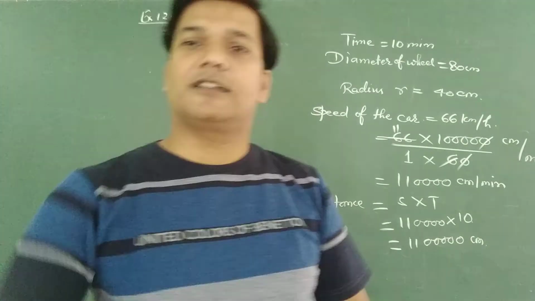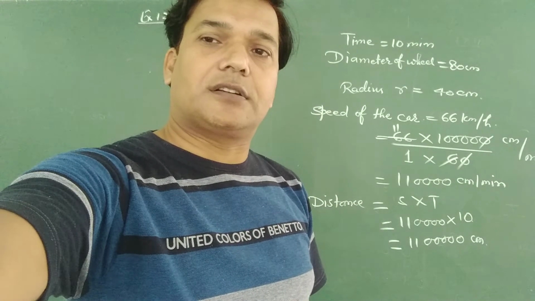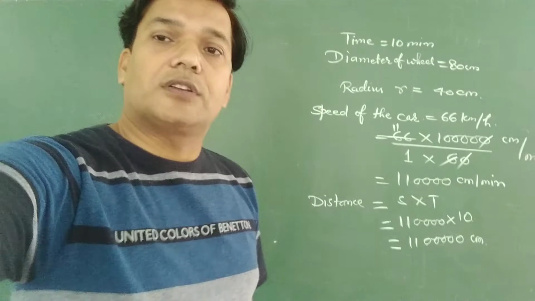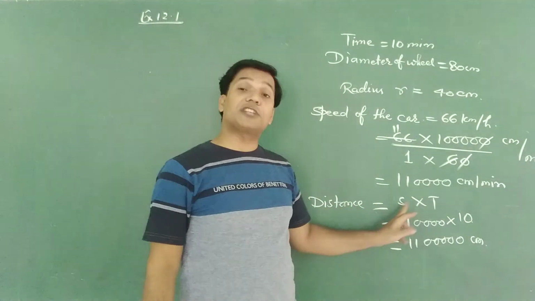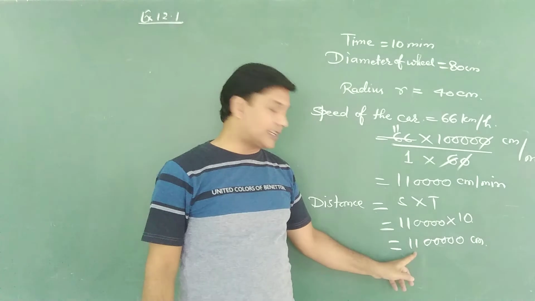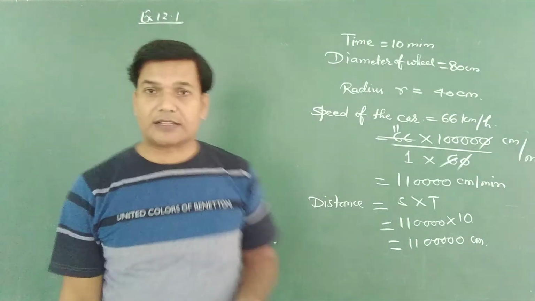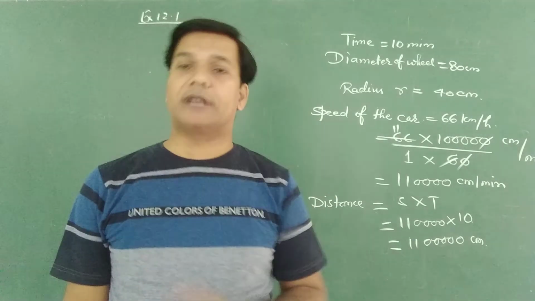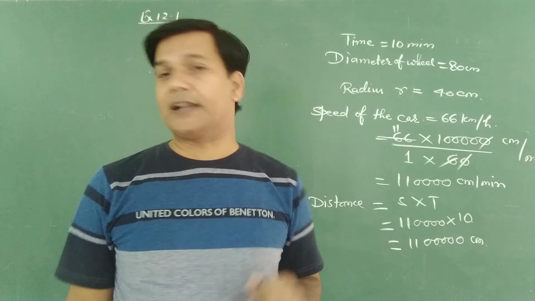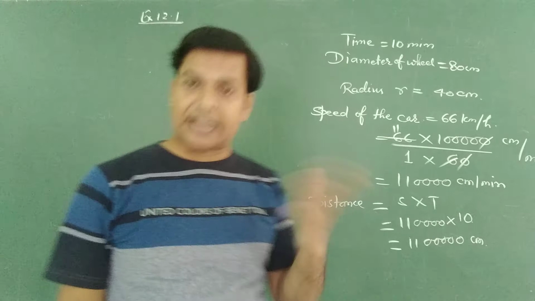Speed multiplied by time, you will get the distance. So the car travels 11 lakh centimeter distance within 10 minutes. Now what do we have to find out? The number of rotations.